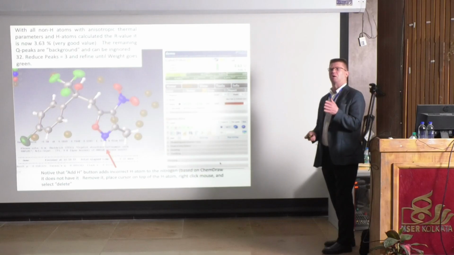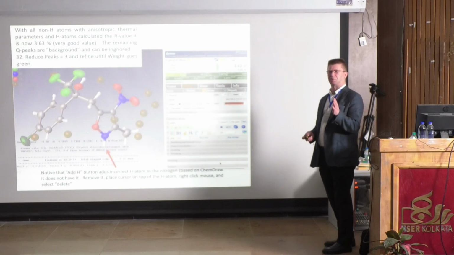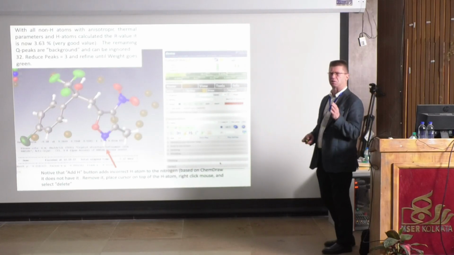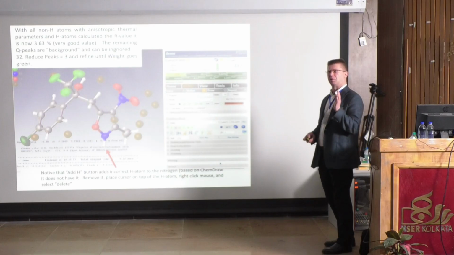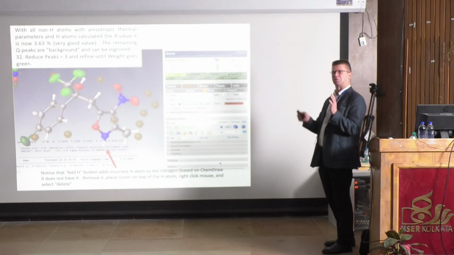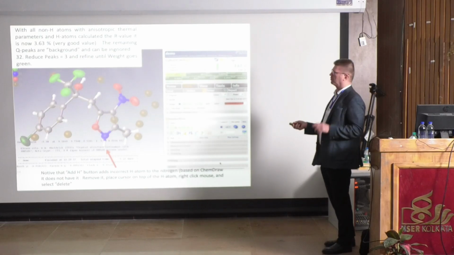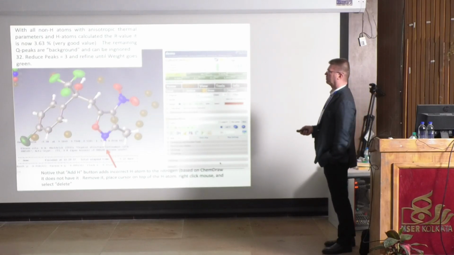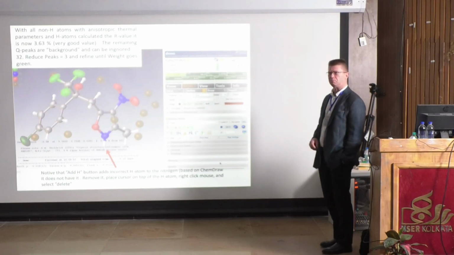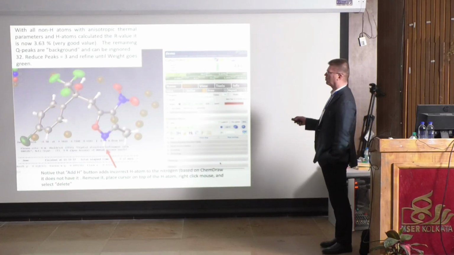So this means an error, so this is 100 minus this number. So it's now 96% correct. And it's very difficult to get lower because there are always some faults in the data. So this is our R value, which is a very good value. And now the remaining peaks here are the background. We don't have to worry about it. We have all the atoms.